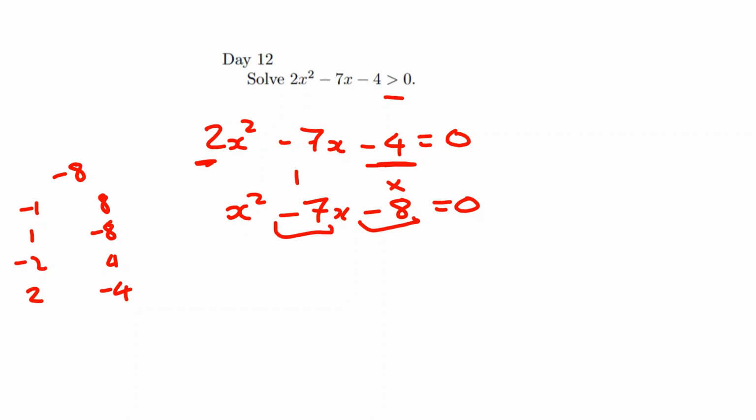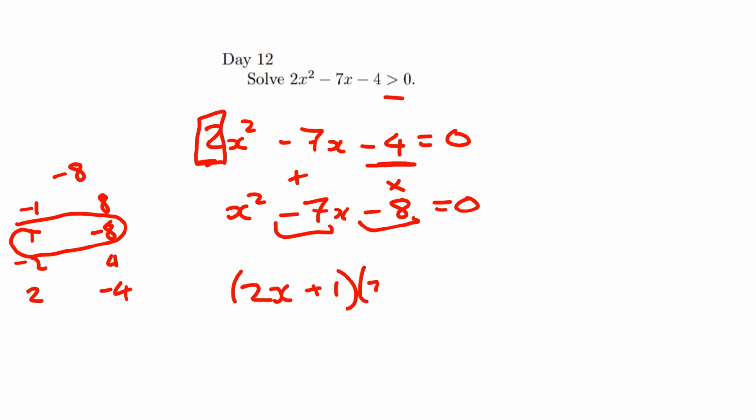But what adds together to give me negative 7? Now that would be our positive 1 and negative 8. So we're going to put that into our brackets, but not with an x, but we're going to do it with a 2x. So 2x plus 1, 2x, take away 8.